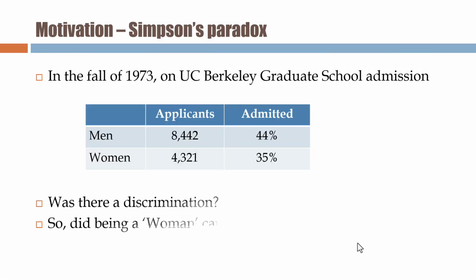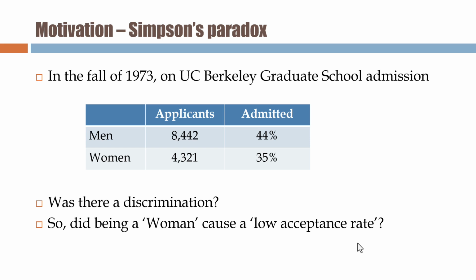So the motivation is from Simpson's paradox. You may have heard of Simpson's paradox from some statistics course. In 1973, on the UC Berkeley graduate school admission, there was a big issue because somebody raised the problem: actually, UC Berkeley, the graduate school, discriminates against women. So they showed the data.